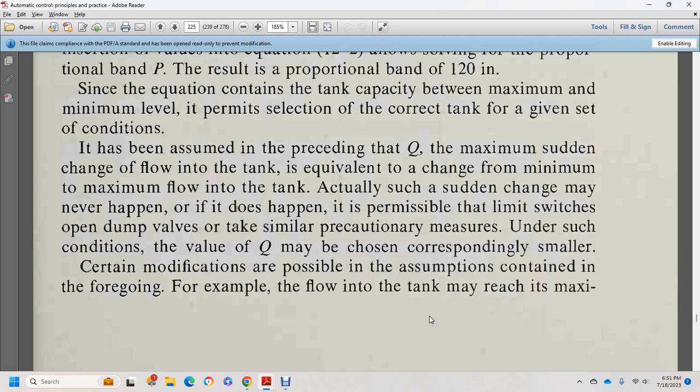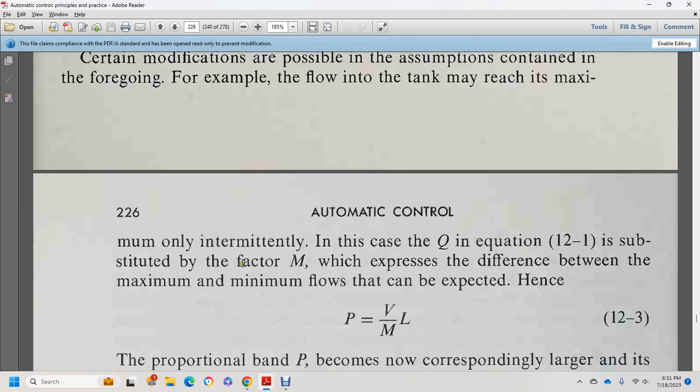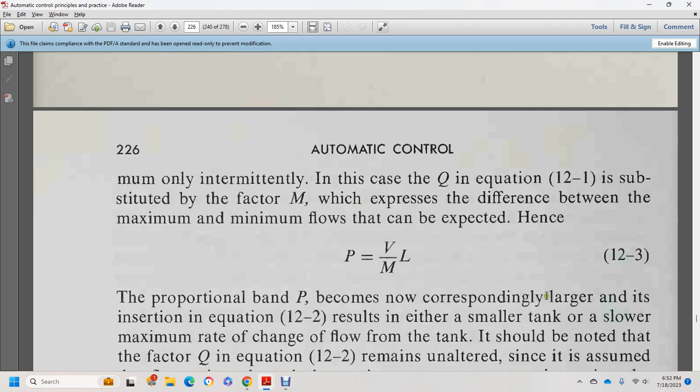Certain modifications are involved with the assumptions contained in the foregoing. For example, the flow in the tank may reach its maximum only intermittently. In that case the equation is modified with a factor m, which covers the difference between the maximum and minimum flow that can be expected. Hence the proportional band becomes larger than its original equation rate, the result of a smaller tank with the slope of the maximum rate of change of flow.